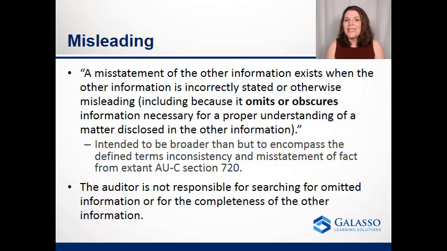So what does misleading mean? It says a misstatement of the other information exists when the other information is incorrect or incorrectly stated, so it's factually wrong, or here's the new words, otherwise misleading. So it includes omitting or obscuring information for a proper understanding of a matter disclosed in the other information. So currently, AUC 720 does not require the auditor to consider whether the information omits or obscures information. And so that's newly required in this SAS.